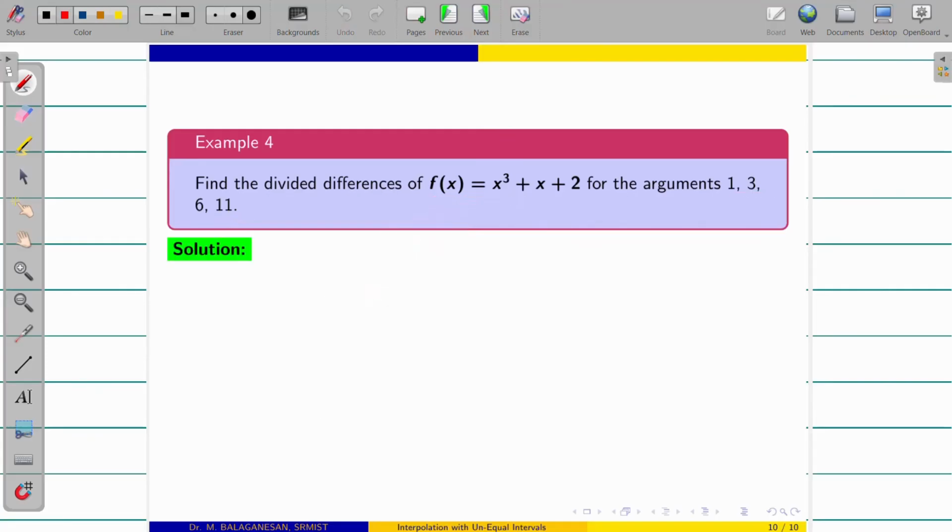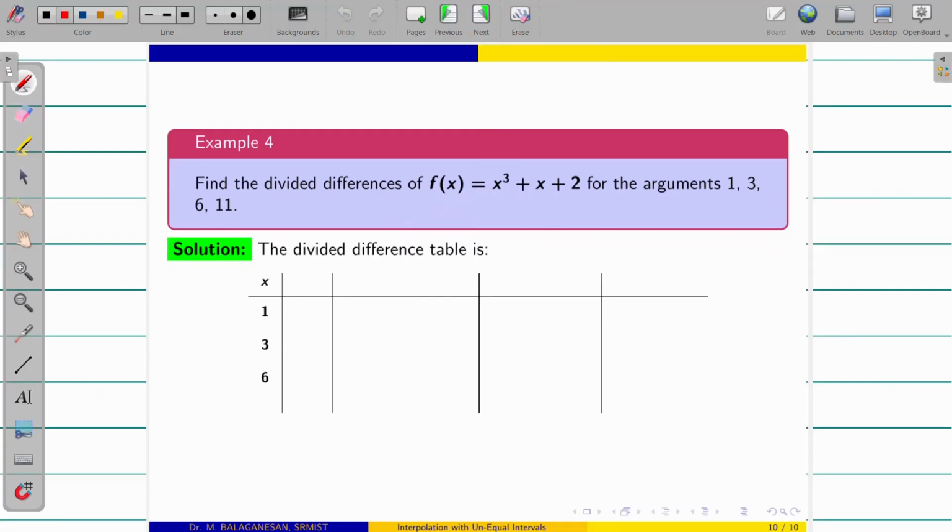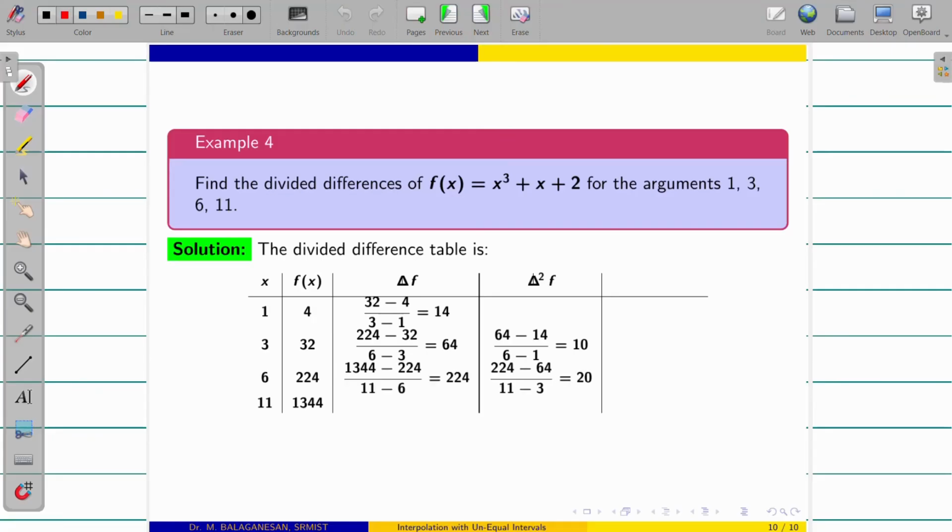They only asked to find the divided differences, I mean the difference table alone. Right. The x values are 1, 3, 6 and 11. f of x will be x cube plus x plus 2. Replace x by 1, we get 4, x by 3, 32, x by 6, will be this. And thereafter you know very well how to find the divided differences. 32 minus 4 divided by 3 minus 1, and that way we have to do. So it will be 14 and then 64 and then 224. Find the second difference and then the third difference.